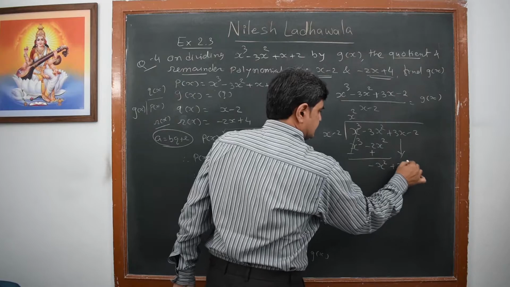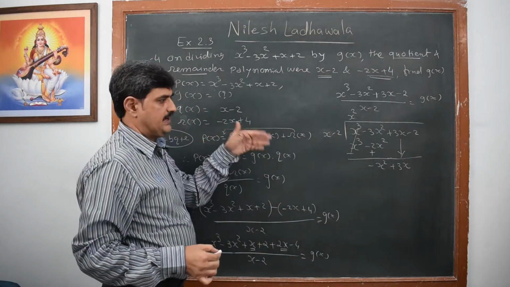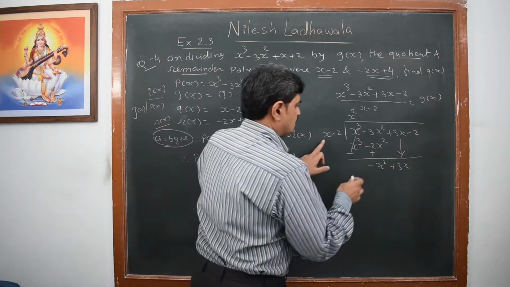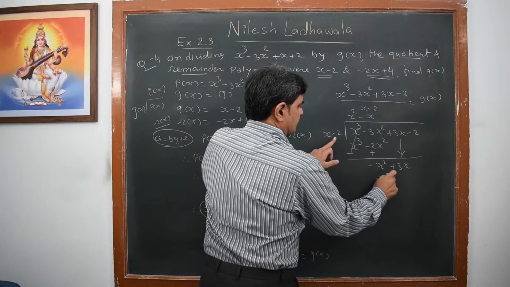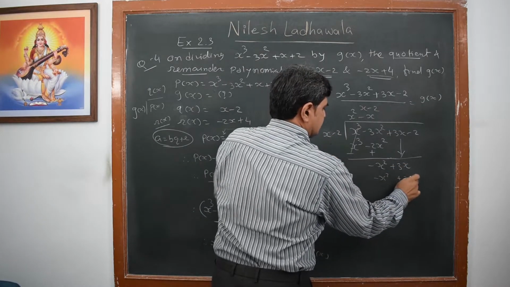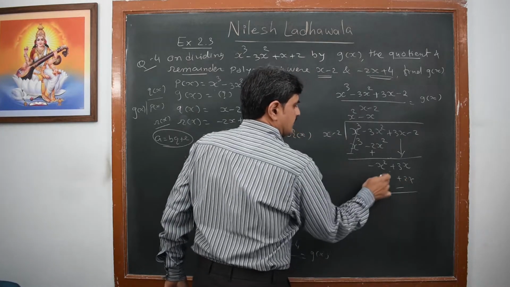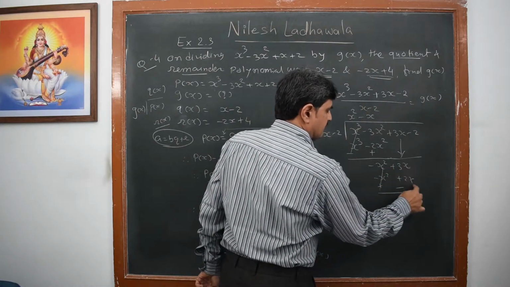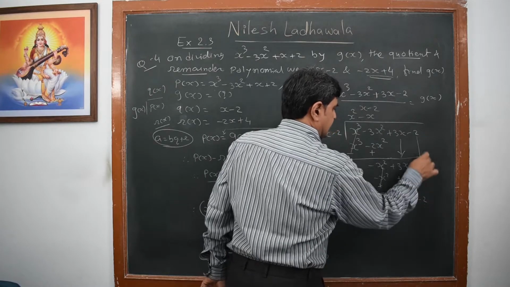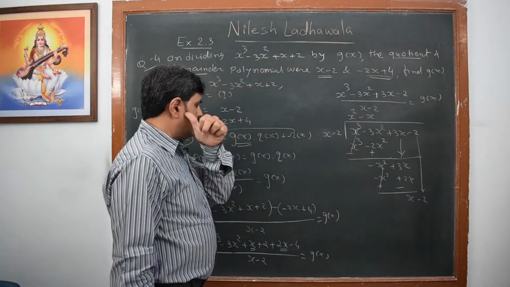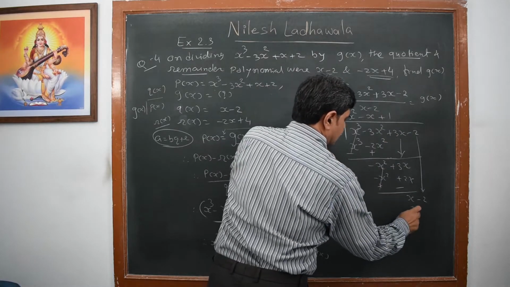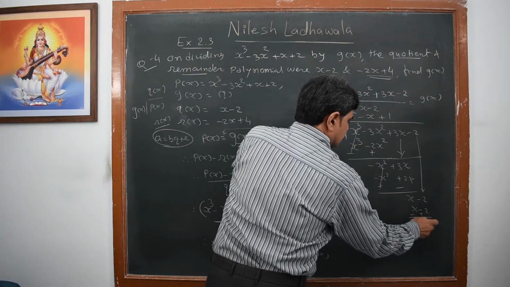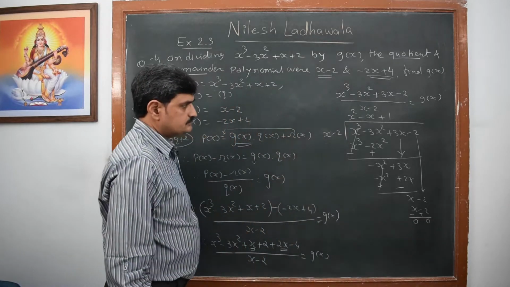Obtain plus 3x here. I am doing it fast as we have learned already. X into minus x, that will be minus x square, minus into minus is plus 2x. Now we have to change the sign. 3x minus 2x is x, and I have obtained here minus 2. Now I have x, I want x, so I will multiply it with 1. So we have x minus 2, and the remainder is 0.